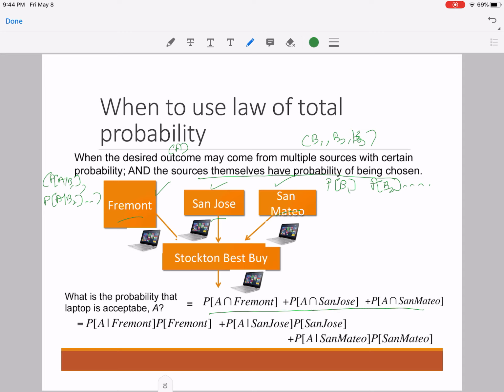A laptop may be acceptable and come from Fremont, or it may be acceptable and come from San Jose, or it may be an acceptable laptop and come from San Mateo. If I were to use conditional probability formulas, I can rewrite this equation in this form, which is usually called the law of total probability equation. Now the theory of the law of total probability will become much clearer if we solve some problems. So let me solve some example problems for you.